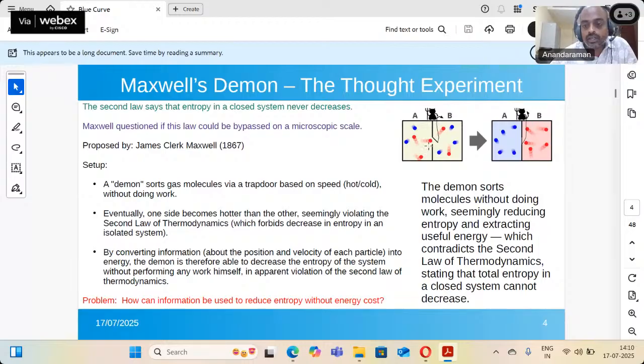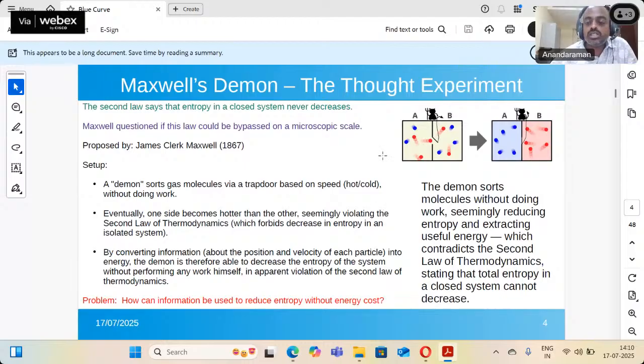Okay, so here is the demon setting. The demon sorts gas molecules like a trapdoor based on their speed. One side becomes hotter than the other side, seemingly violating the second law, which forbids a decrease in entropy in an isolated system. By converting information about the position and velocity of each particle into energy, the demon is therefore able to decrease the entropy of the system without performing any work.